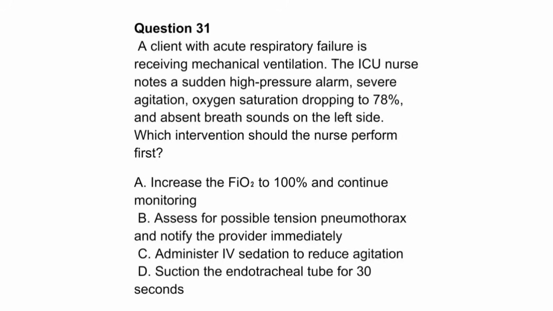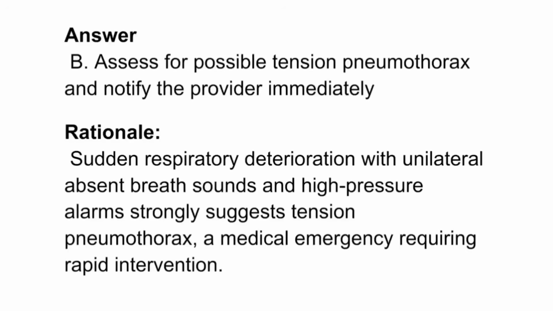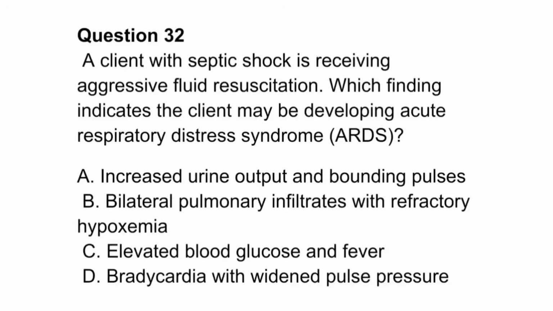C. Administer forced sedation to reduce agitation. D. Suction the endotracheal tube for 30 seconds. Answer: B. Assess for possible tension pneumothorax and notify the provider immediately. Rationale: sudden respiratory deterioration with unilateral absent breath sounds and high-pressure alarms strongly suggests tension pneumothorax, a medical emergency requiring rapid intervention. Question 32. A client with septic shock is receiving aggressive fluid resuscitation.